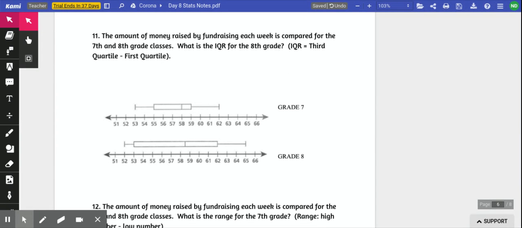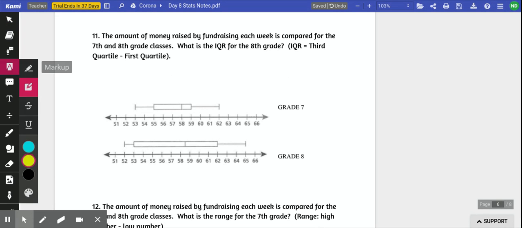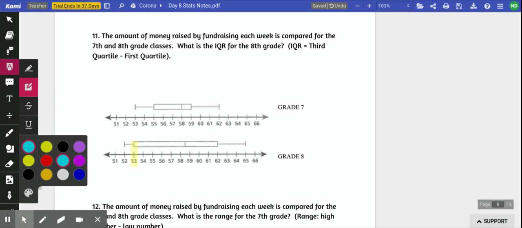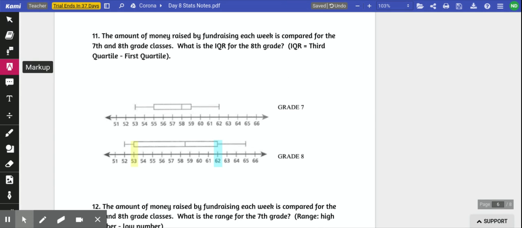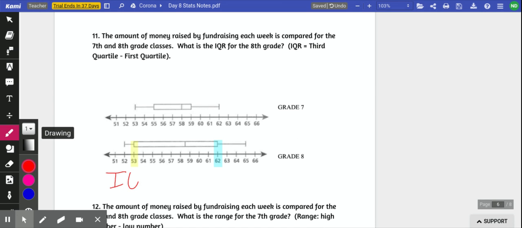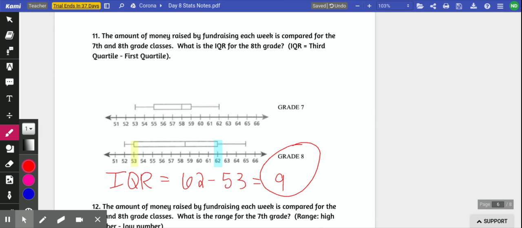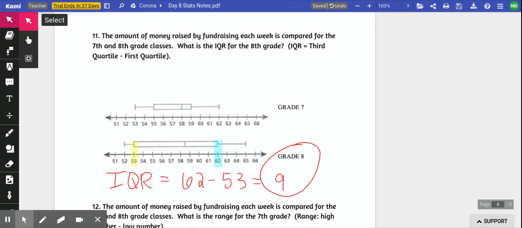Number 11 says, same box and whiskers, but now we want to determine the IQR for the 8th grade. So again, in order to determine IQR, we need to identify our first quartile and our third quartile. Third quartile is 62, and the first quartile is 53. So I simply have to subtract 62 minus 53, which gives us 9. So my interquartile range for grade 8 is equivalent to 9.